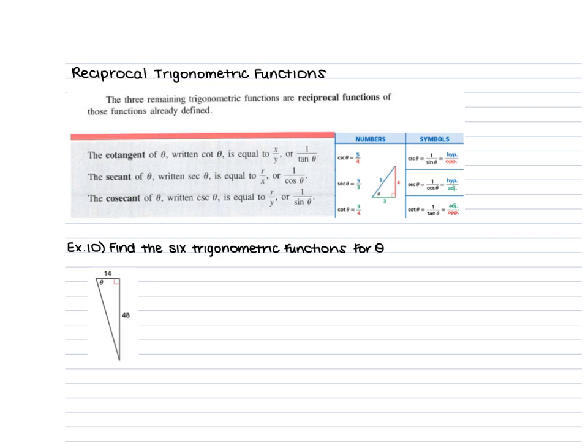so it's going to be hypotenuse over opposite. Your secant is the reciprocal of cosine, so that's your adjacent over hypotenuse, which is going to turn into hypotenuse over adjacent. And then your cotangent is the reciprocal of tangent, so instead of it being your opposite over adjacent, it's going to be your adjacent over your opposite. So for these, we're going to be finding the 6 trigonometric functions for theta.